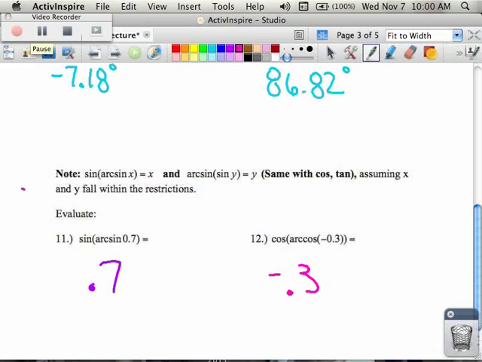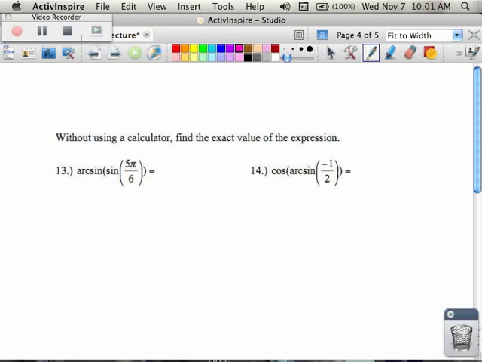So the big idea in 11 and 12 is you don't really have to do anything with your calculator. You see sine and arc sine, they undo each other. The answer is what you started with. And the same for the cosine and the arc cosine. They undo each other. What if it was the arc cotangent? Would they still undo each other? Yes. All right.